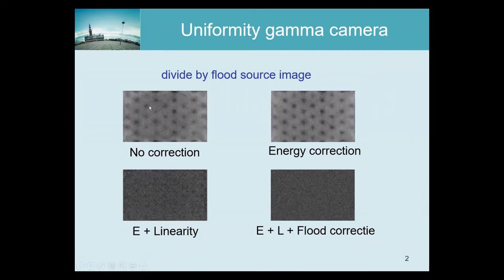You see the photomultipliers popping up here. If you apply the energy correction, you get a very similar image, but now it's more similar everywhere. But the photomultipliers are still there.